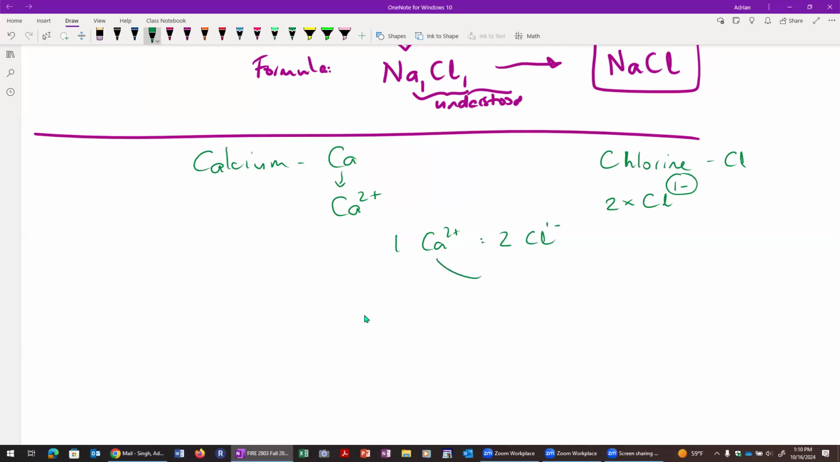And the way that I would write that as my formula would be Ca1 and then Cl2. These are my ratios, and I'm going to clean this up. I don't need the 1. 1 is understood, so it simply is CaCl2. That's your formula for that.